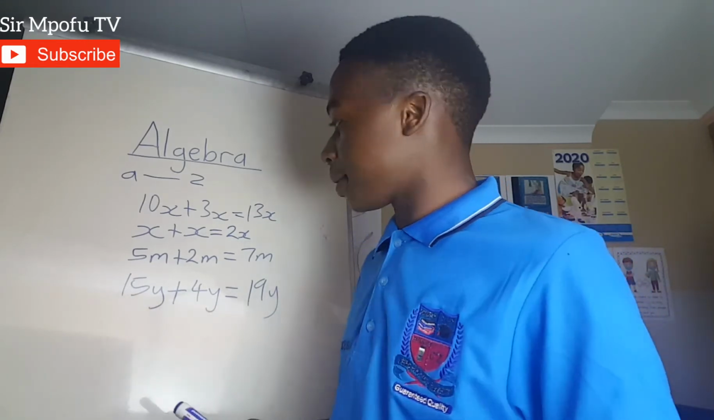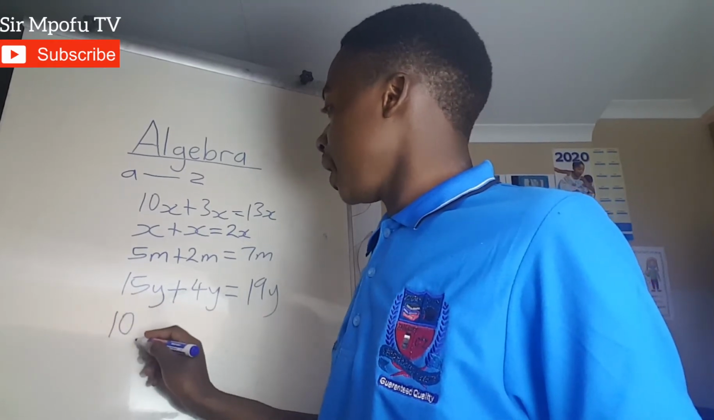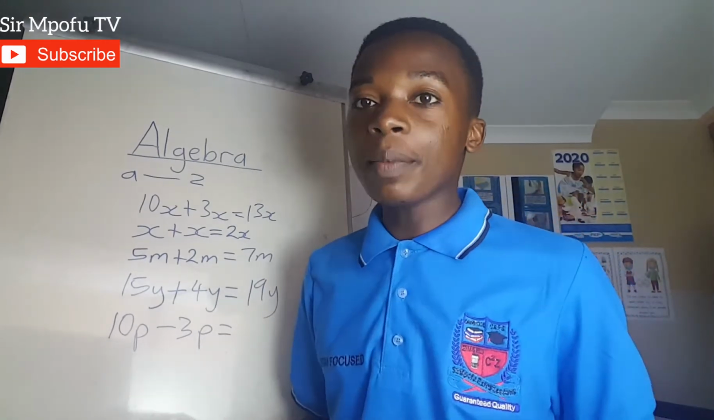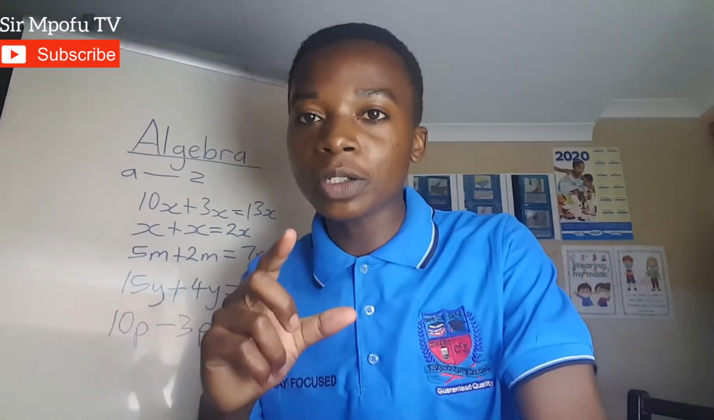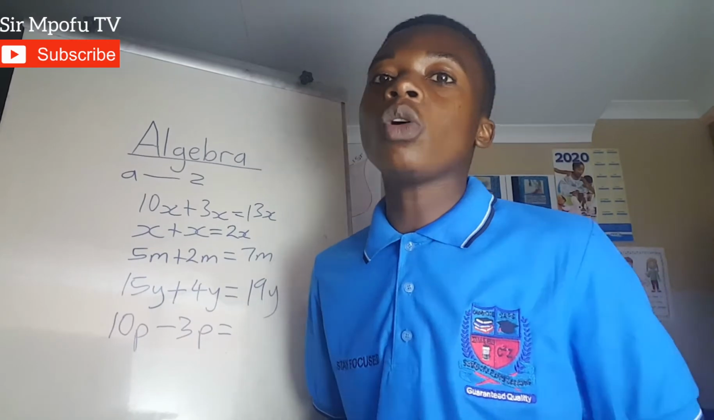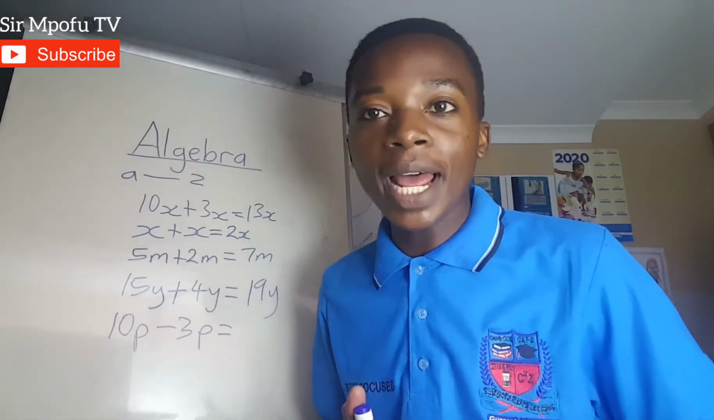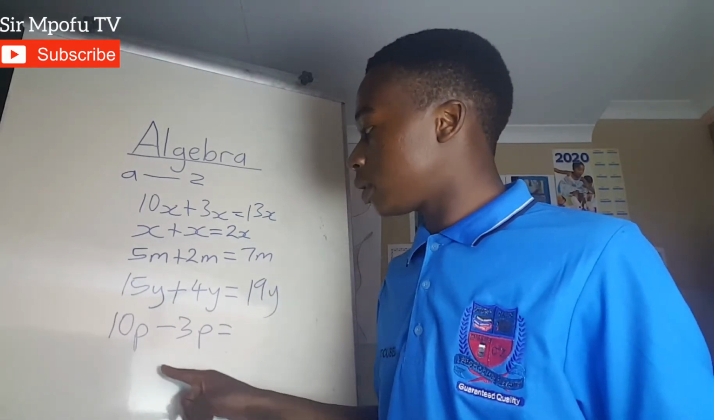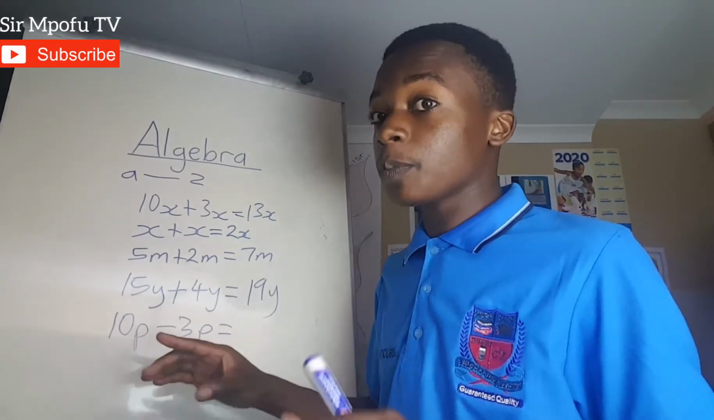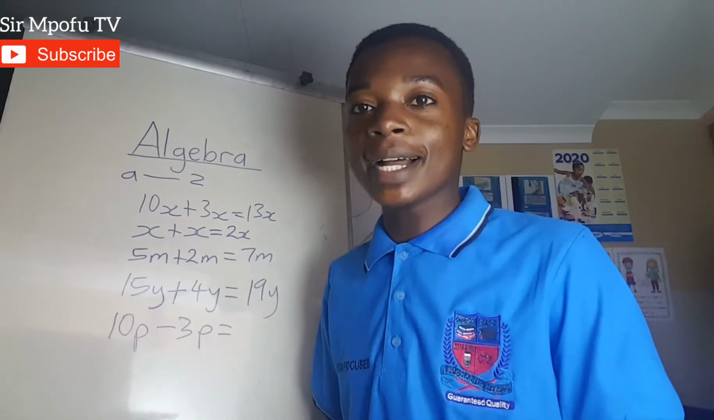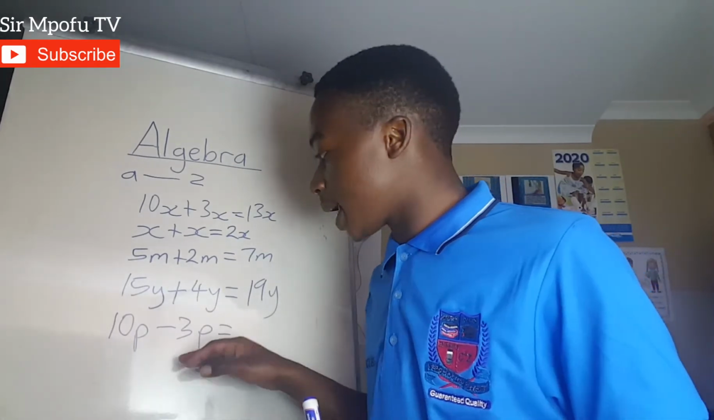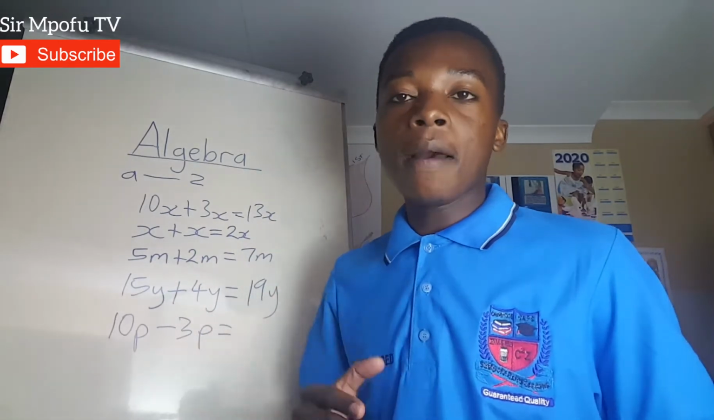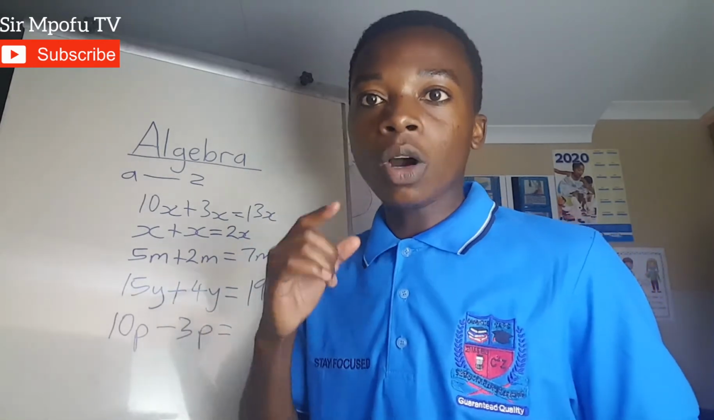What if you get something like this now? 10p minus 3p. I'm going to use the same example again. Why is it that on algebra I like to use the example of money? Because I know that no one will fail in money. The way you like money, you won't fail calculations of money. Okay, 10 rand minus 3 rand, what is the answer? 7 rand. 10 bond minus 3 bond, what is the answer? 7 bond. $10 minus $3. What is the answer?